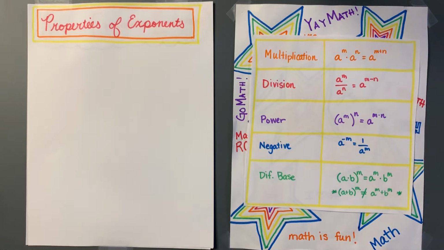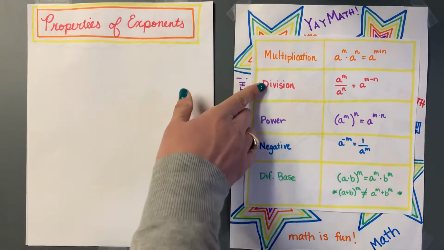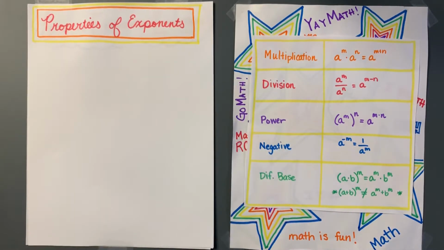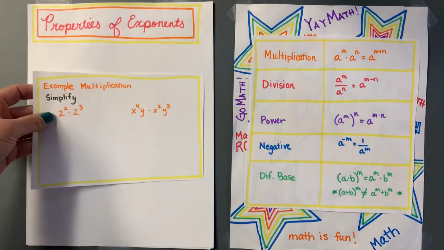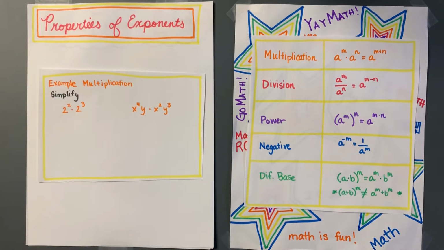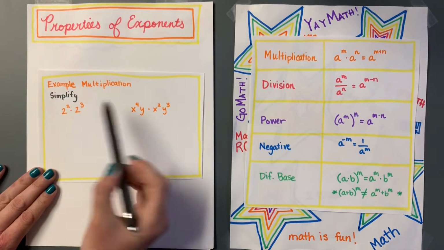Hey guys, welcome back. In this video, we're continuing to talk about properties of exponents, and we're going to look at some examples of the multiplication and division properties of exponents. So to start out, let's look at multiplication. So here I have 2 squared times 2 cubed.